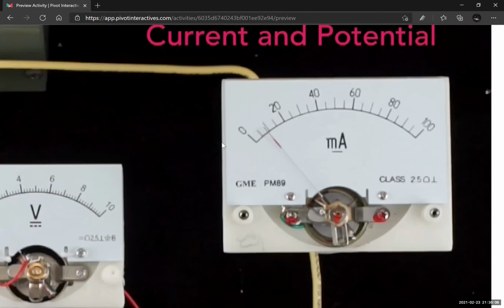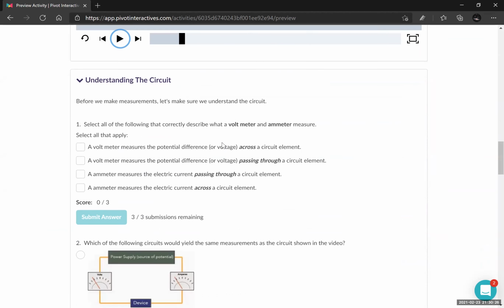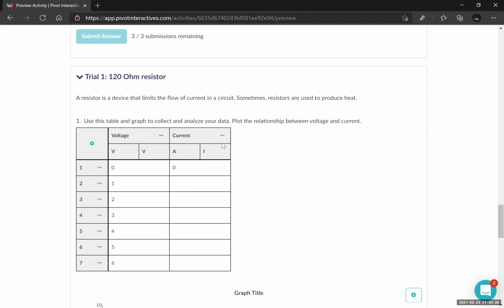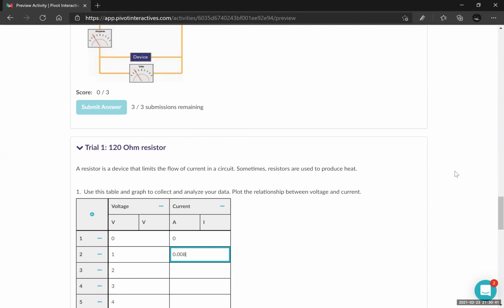So then what is the current? Well, the current here is in milliamps. What I can see here is 5, 10, 15, 20, so each mark is increments of 5 milliamps. I would say this is about 8 milliamps. Milli stands for 1,000, right? So 8 milliamps will be 8 divided by 1,000, which is 0.008. So this is my first measurement.